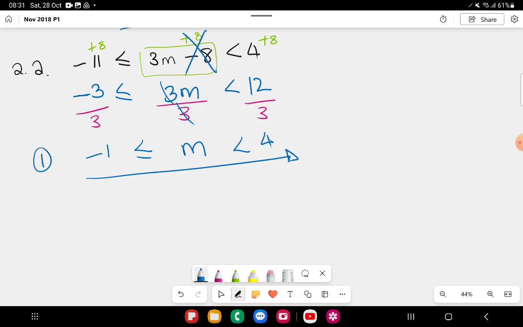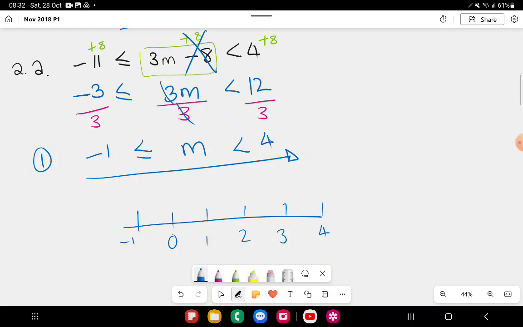Okay, question 2.2.2 is saying write down the number of integers that satisfy the inequality. So how many integers satisfy? If I use a number line, I can draw a number line like this, and I start at negative 1, which means this is 0, 1, 2, 3, and 4.